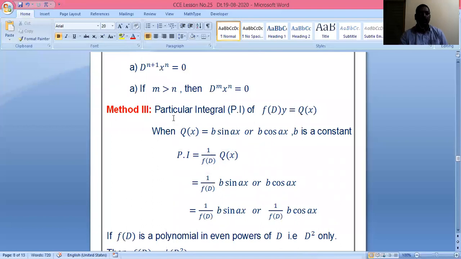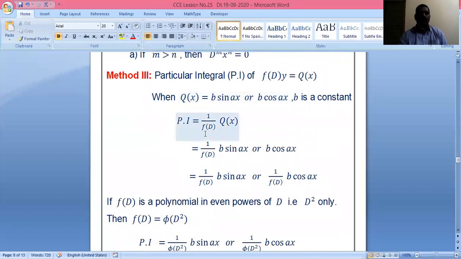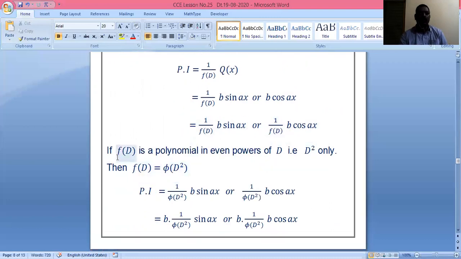Method 3. Particular integral PI of f(D)y = Q(x), when Q(x) is equal to b sin ax or b cos ax, b is a constant. PI = 1/f(D) Q(x), that is equal to 1/f(D) b sin ax or b cos ax, that is equal to 1/f(D) b sin ax or 1/f(D) b cos ax.